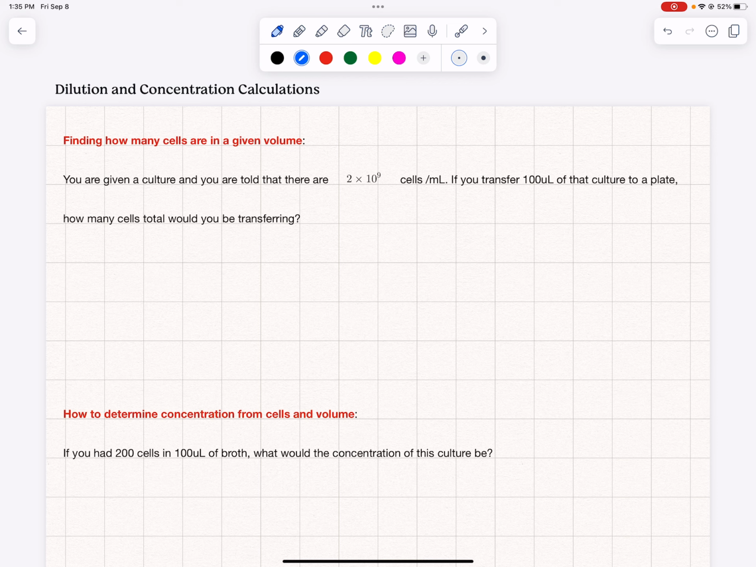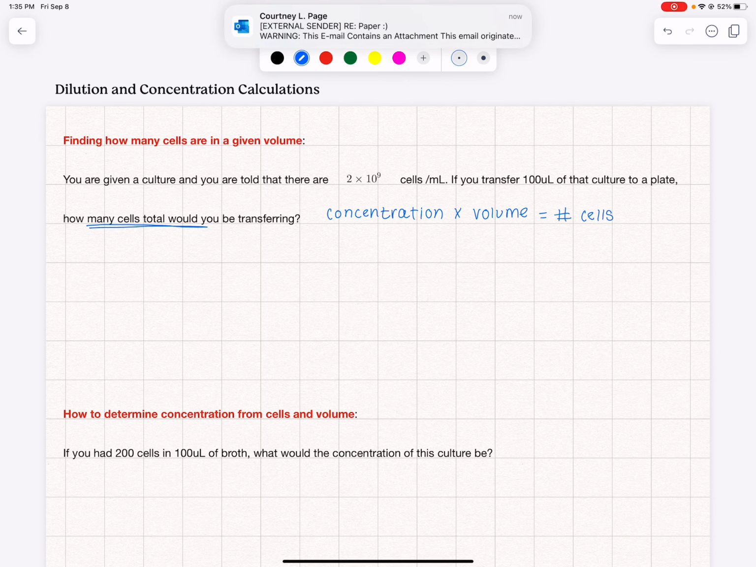So in order to calculate this, I'm going to be using our equation, concentration multiplied times our volume is equal to the total number of cells. Now, how I know to use that equation is because our question is asking us how many cells total would we be transferring, and this is the equation we can utilize to calculate total cells.